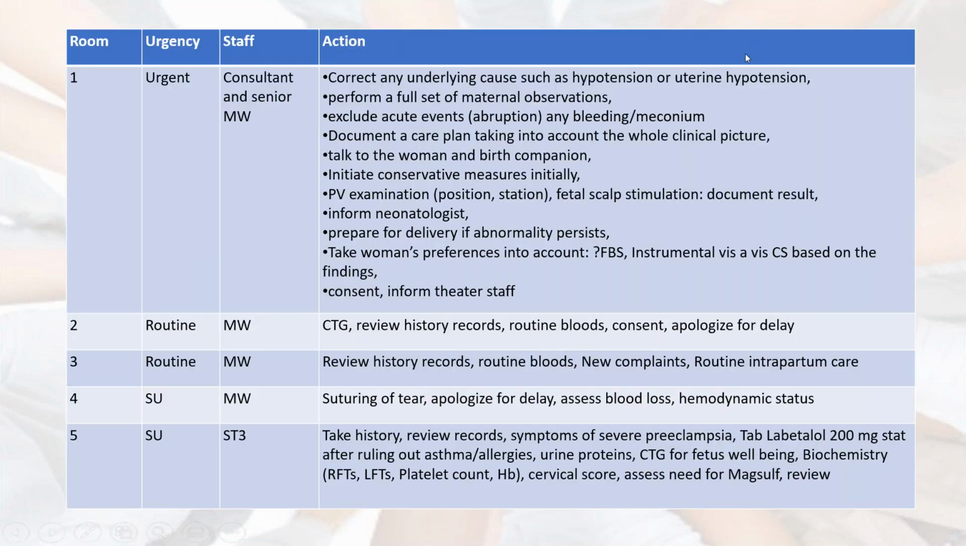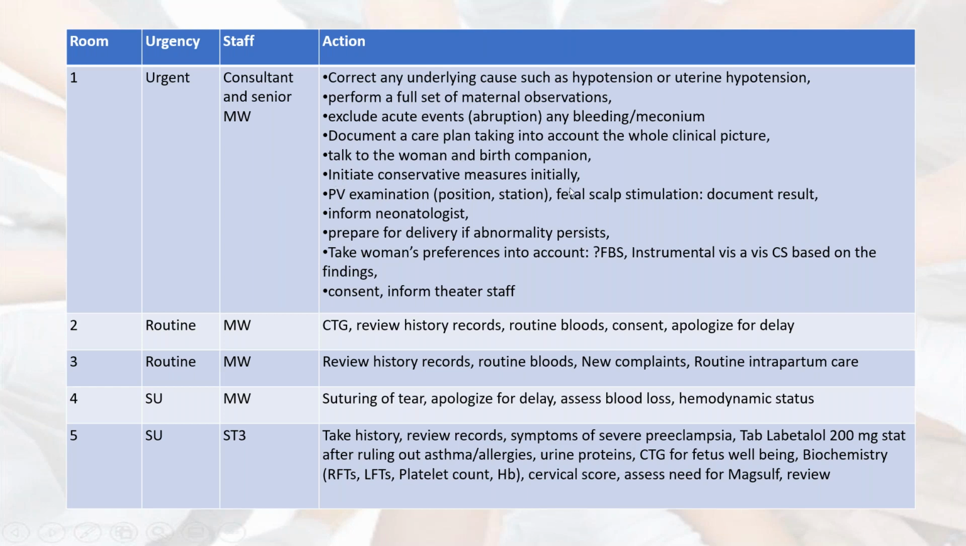What you're going to do is say that both of us would need to correct any underlying cause like hypotension or uterine hyperstimulation. There's a mistake here, hyperstimulation. You need to perform a full set of maternal observations. These are all points given in NICE guidelines, which you need to practice to say in a very quick manner. Exclude acute events like abruption, bleeding, meconium, document a care plan, talk to the woman and birth companion, very important point.